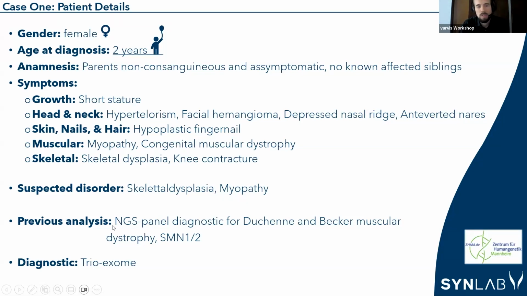Because of this phenotype, we first carried out the NGS panel diagnostic for Duchenne and Becker muscular dystrophy, and also excluded SMN1 and SMN2. And then we carried out a trio exome because these analyses were negative.